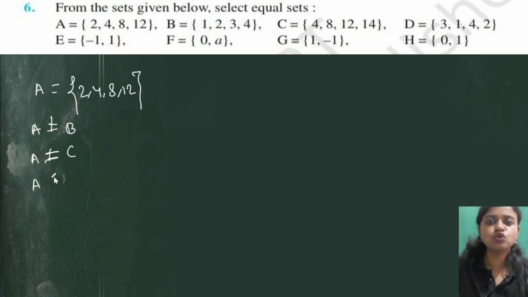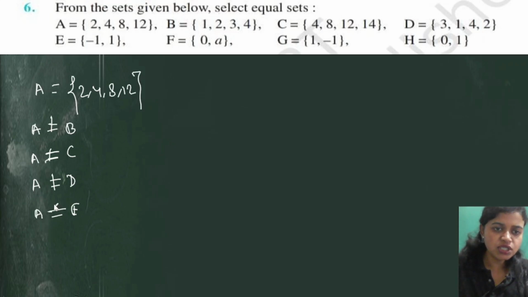Now we'll check A and D. 2 belongs to A, but 2 is not here, so A is not equal to D. We have to check that at least one element does not belong to the other set. Next, we compare A and E. 2 belongs to A, but 2 does not belong to E.